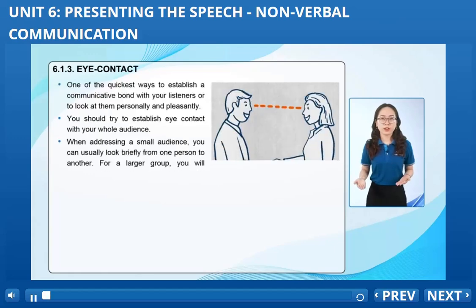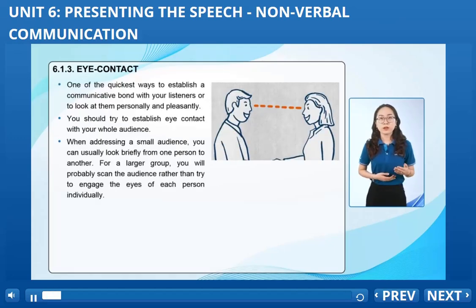So let's talk about eye contact. One of the quickest ways to establish a communicative bond with your listener is to look at them personally and pleasantly. So you should try to establish eye contact with your whole audience. When addressing a small audience, you can usually look briefly from one person to another, but for a larger group, you will probably scan the audience rather than try to engage the eyes of each person individually.